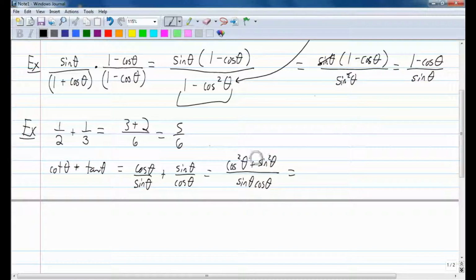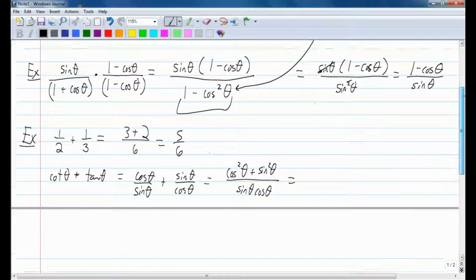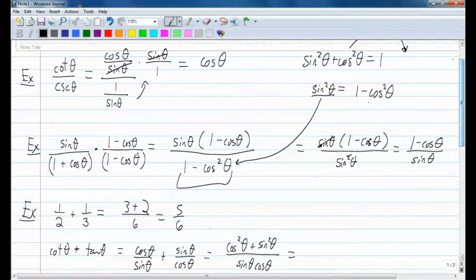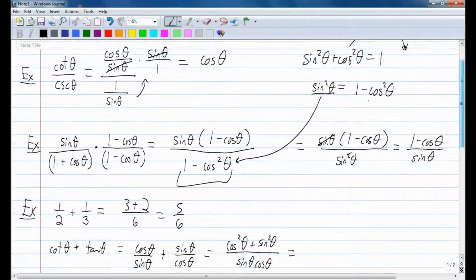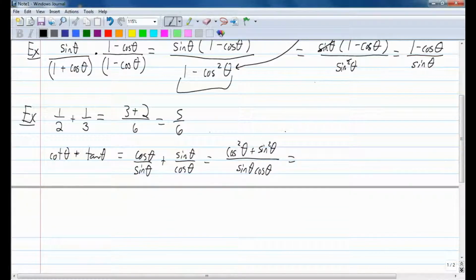Now I see cosine squared theta plus sine squared theta. Remember, this identity up here is sine squared theta plus cosine squared theta equals 1. So cosine squared theta plus sine squared theta is also equal to 1. So this is 1 over sine theta cosine theta, which I could rewrite by, if you take the sine of theta and move it to the numerator, it becomes its reciprocal, cosecant theta. If you take cosine and move it to the numerator, it becomes its reciprocal, secant theta.